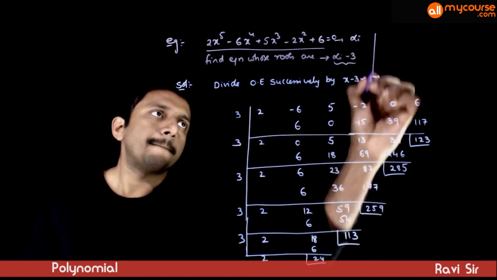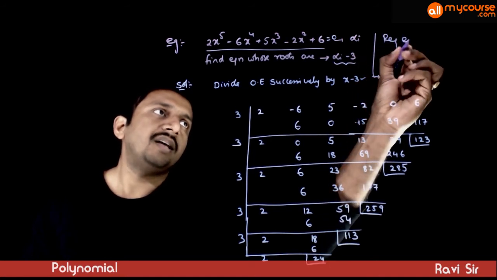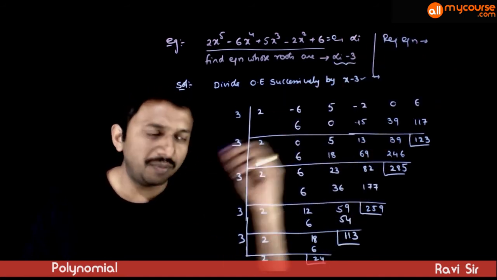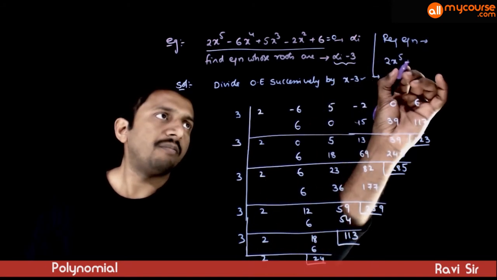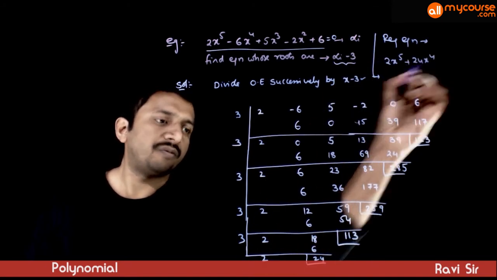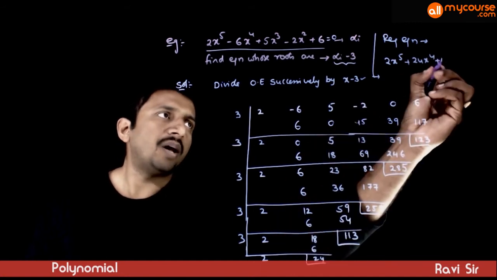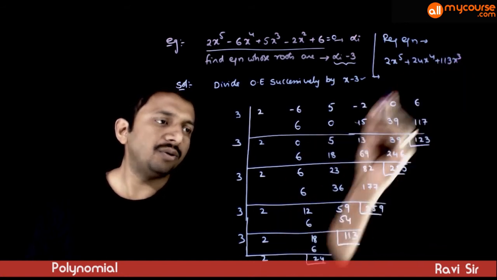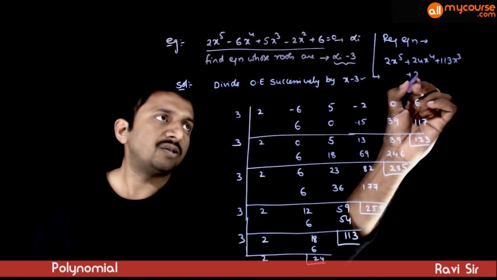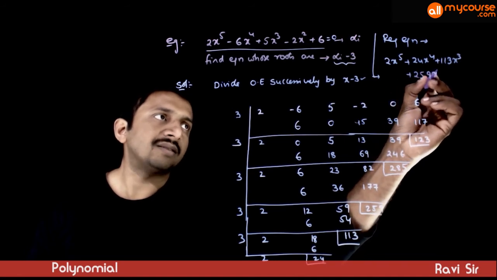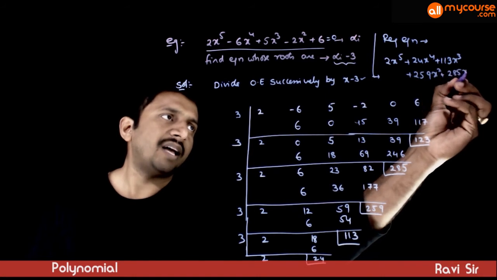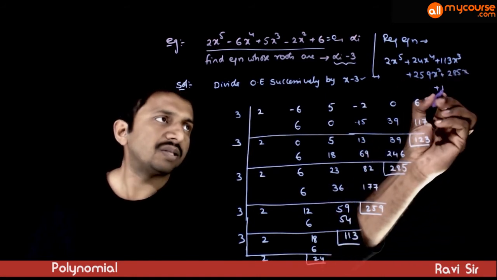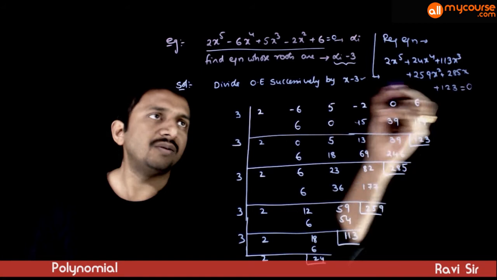So the required equation is nothing but 2x power 5 plus 24x power 4 plus 113x cube plus 259x square plus 285 times x plus 123 is equal to 0.